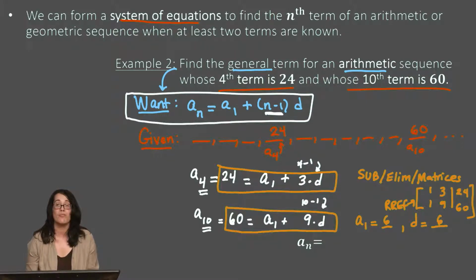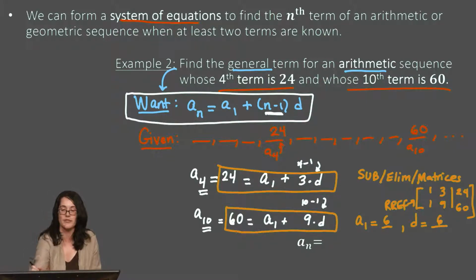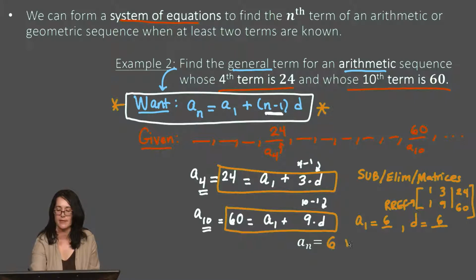But now we know what the general term is, don't we? Because if it's truly an arithmetic situation, the general term is your first term, which you found to be 6, plus n minus 1 copies of d, which you just found to be 6. But if you simplify that, the 6n minus 6 is added to 6, which is just 6n. So it turned out to be pretty straightforward.